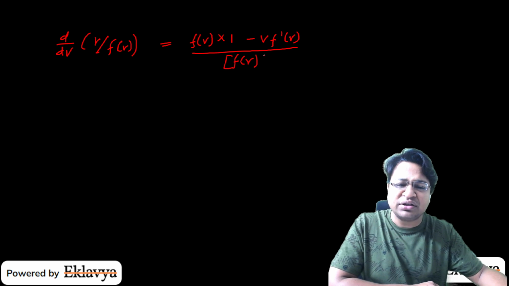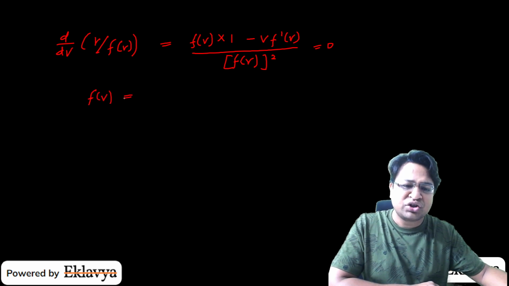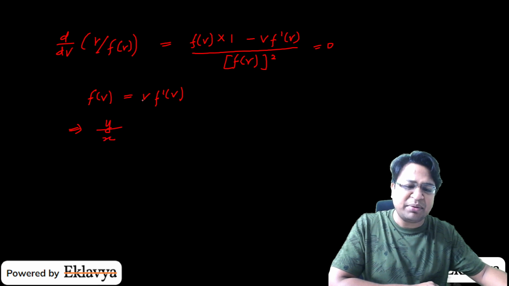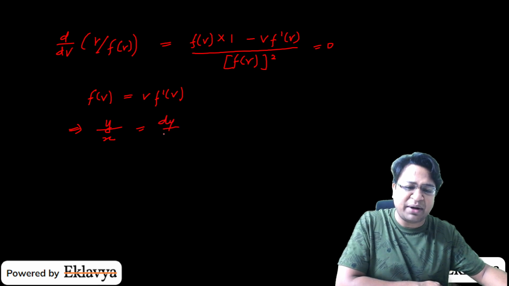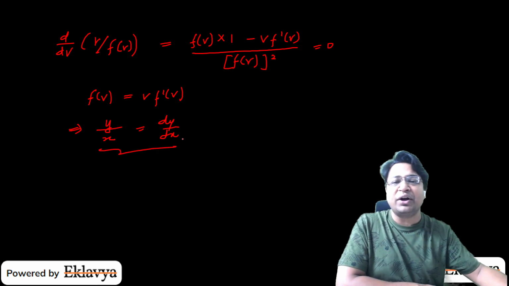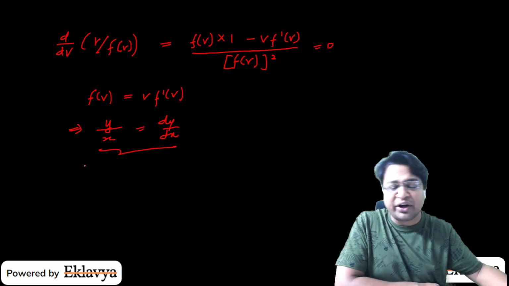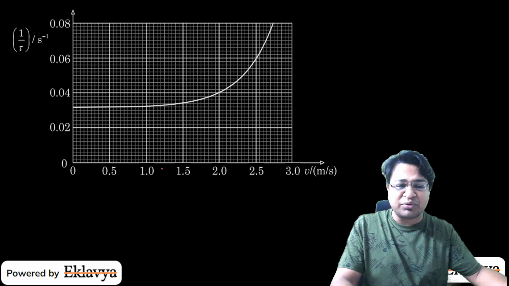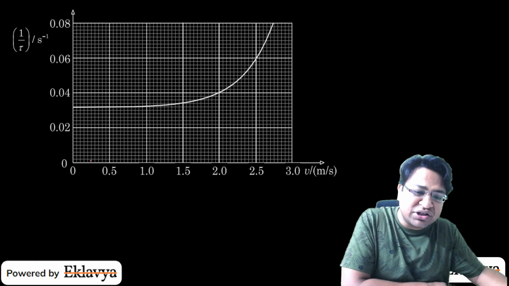And if I equate this entire thing to 0, what I get is that f(v) should be equal to v into f'(v). In other words, what we are getting is that y divided by x, remember, v represents x and f(v) represents y, is equal to dy by dx. So what we understand from this equation is that the point that we are searching for is a point such that the tangent drawn at that point will pass through the origin. So if I come to the graph, I am looking for a point such that if I draw a tangent on it, then that tangent should pass through the origin.